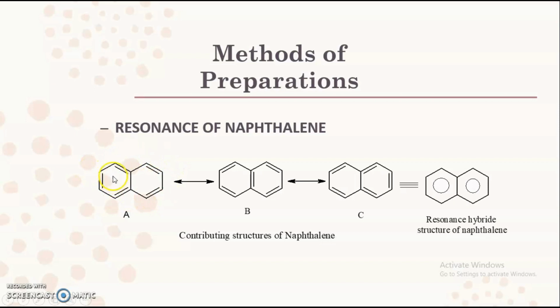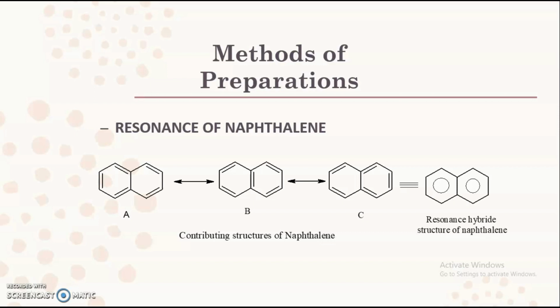We can consider this as the A ring, while this is the B ring. In this case, the A ring has 3 double bonds, and the B ring has 2 double bonds. Now here, if we rotate the position of these double bonds, we will get a different contributing structure. In this way, by rotating these double bonds, we get a second structure in which the B ring has 3 double bonds, and the position of the double bonds is also different. So in this way, we can get different structures, which are known as the resonating structures of naphthalene.